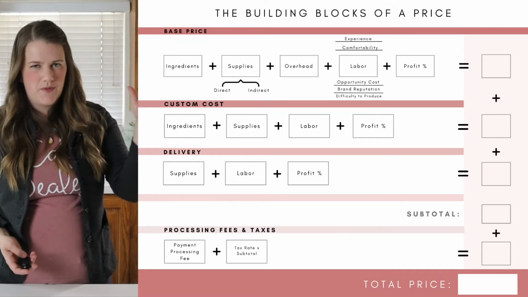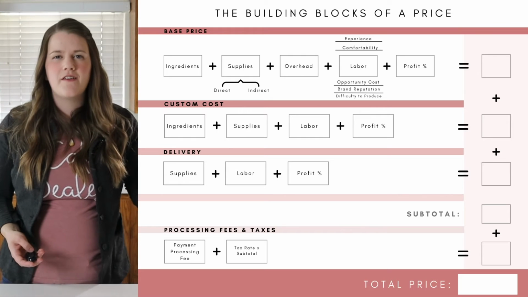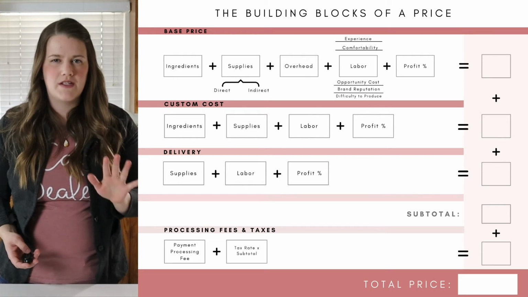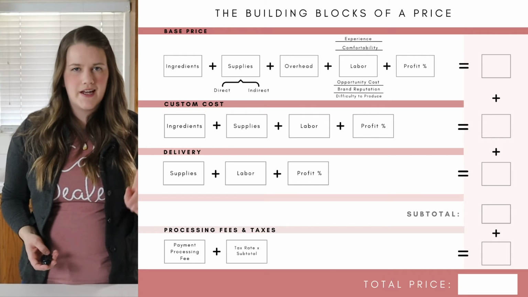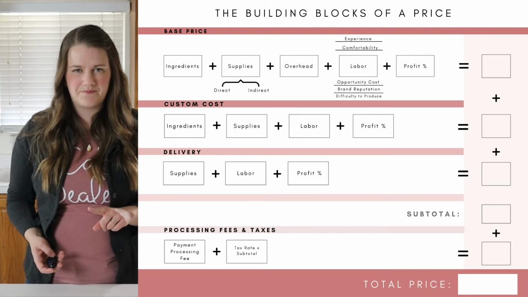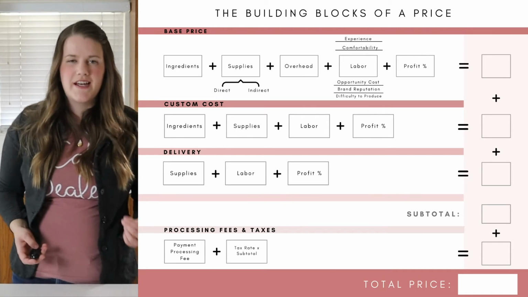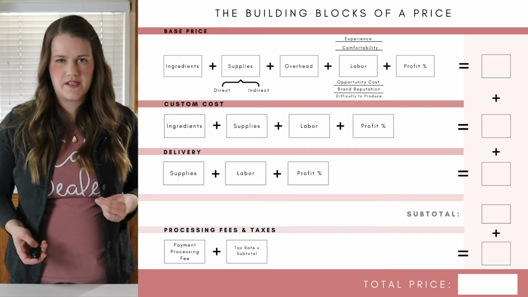Now let's move in closer on each layer and take a look at the building blocks of each of these layers. Let's start at the top with base price. These are the 5 building blocks of a base price. Ingredient cost, that is everything edible that goes into your recipe. Supplies cost, this is the non-edible components of the order.